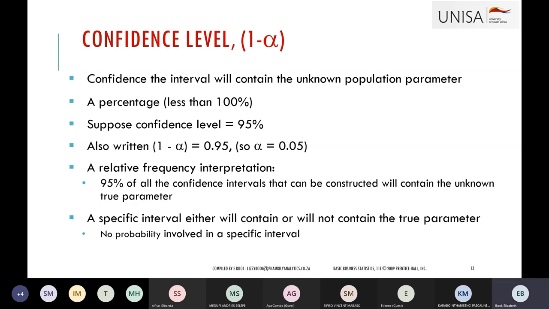So the confidence interval is 1 minus alpha. This 95% that I'm referring to is 1 minus alpha, where alpha is what we call the level of significance. I hope you're going to remember all this. If I'm using a 95% confidence level, it is the same as 1 minus alpha, where alpha is what we call the level of significance.